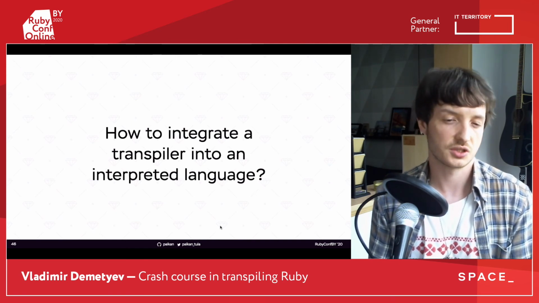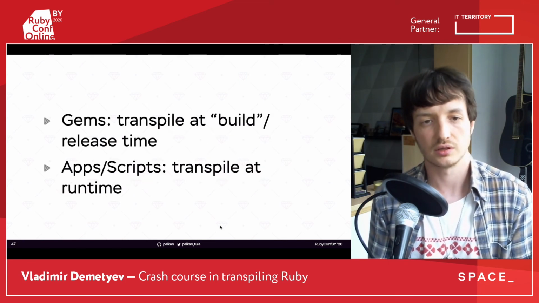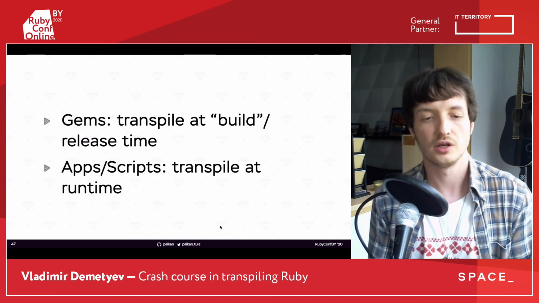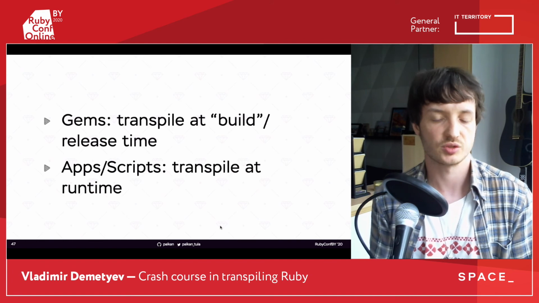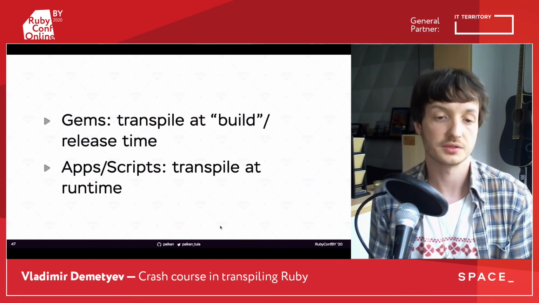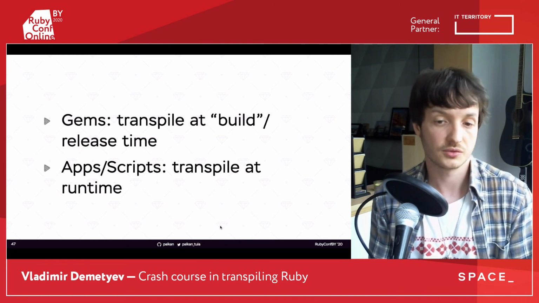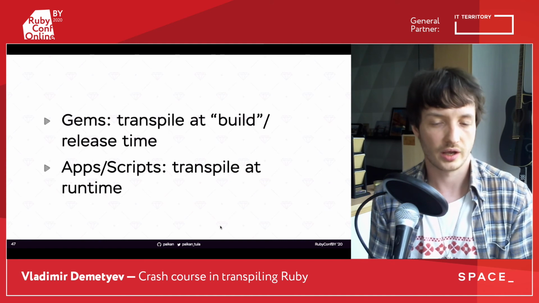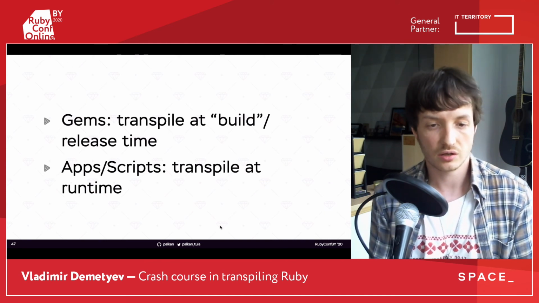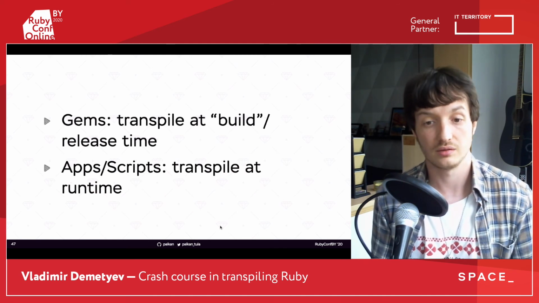First, for gems, I'm not going to talk about it today, but I recommend using some kind of build phase and releasing gems with pre-transpiled code included in the package. We have some tools for that. But for applications or scripts, we can transpile at runtime. Ruby is really flexible. We can monkey patch pretty much everything. So let's monkey patch Kernel require and do all the transpiling at runtime.